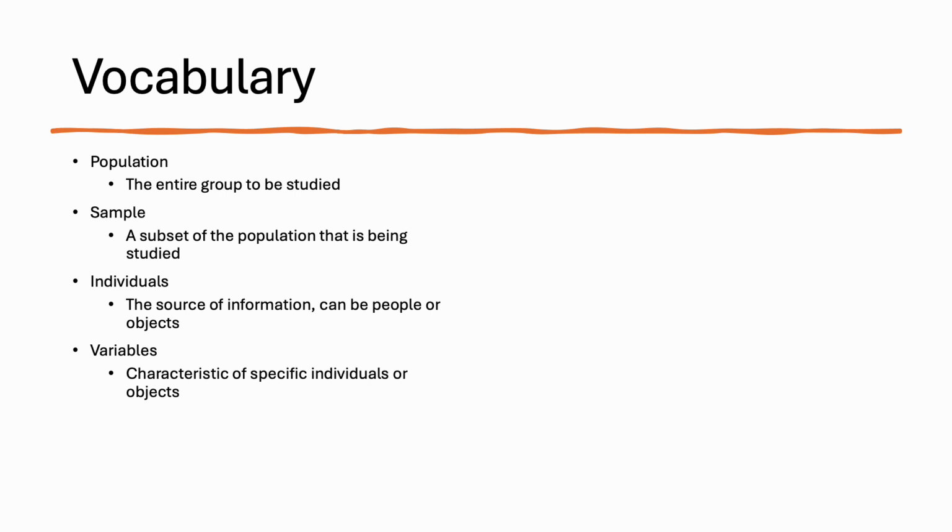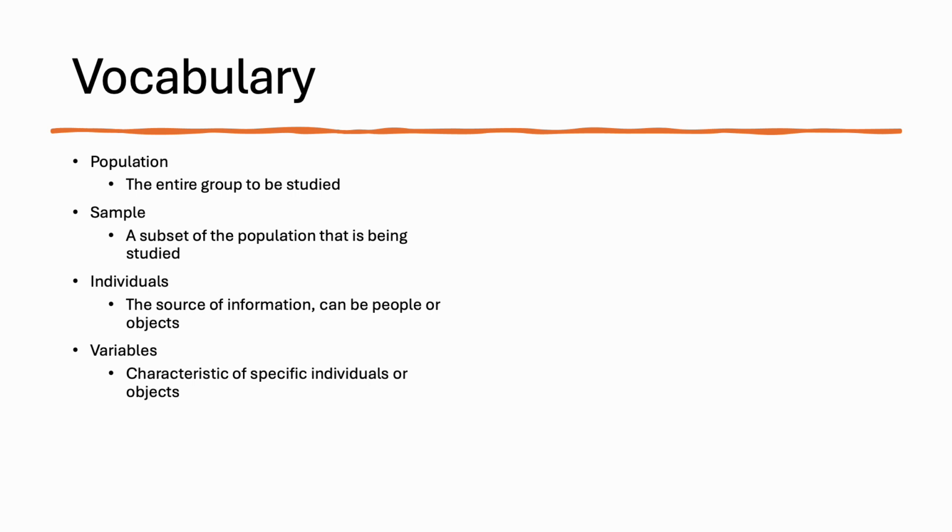When we talk about a population, that is the entire group that we want to study. So for example, if we're doing a study of a college campus, all of the students at that campus would be our population. Doesn't matter if they're enrolled in one class or a bunch of classes. If they're taking a class at that campus, they are going to be part of the population.